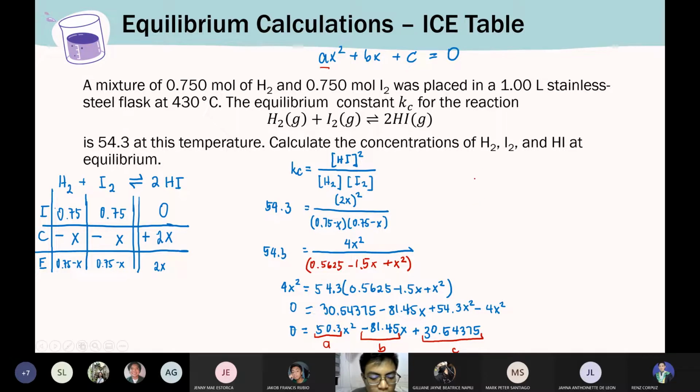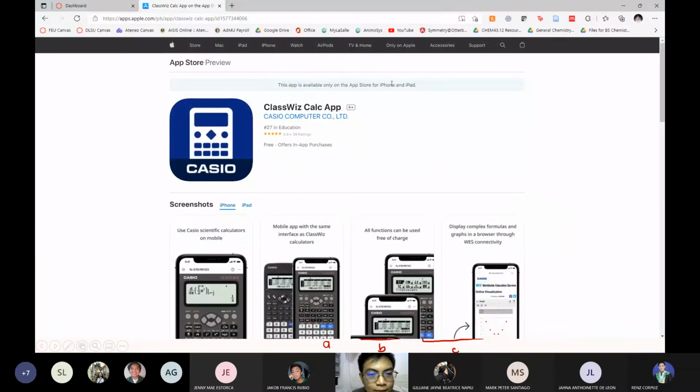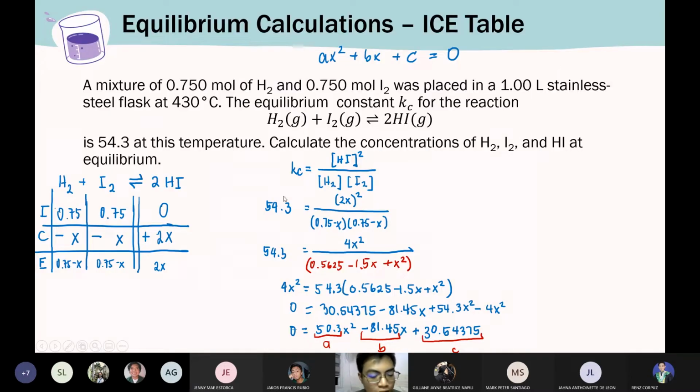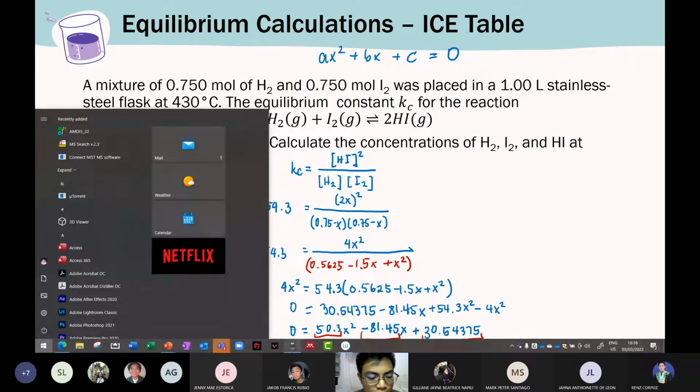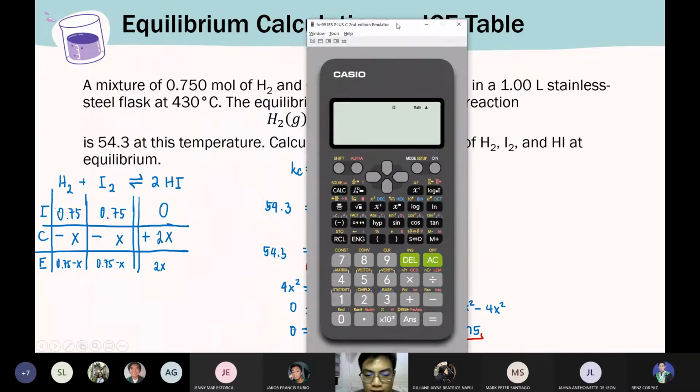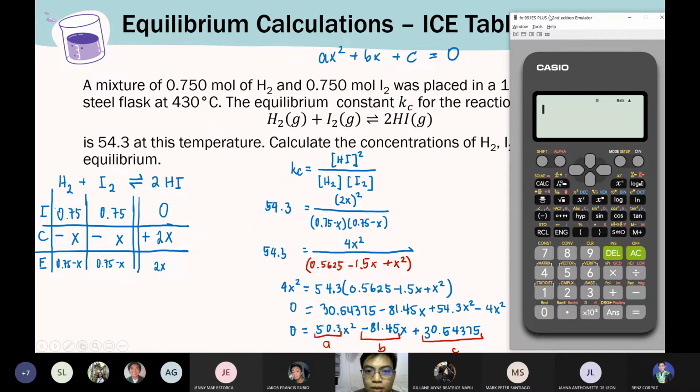Pero sabi ko nga, tamad tayo. So, let's use our calculator to do its job. Okay? So, kung wala pa kayo nito, paki-download na. Meron nito in App Store and Play Store. Okay? For those with ClassWiz calculators, ito na. Sabay-sabay tayo pumindot.